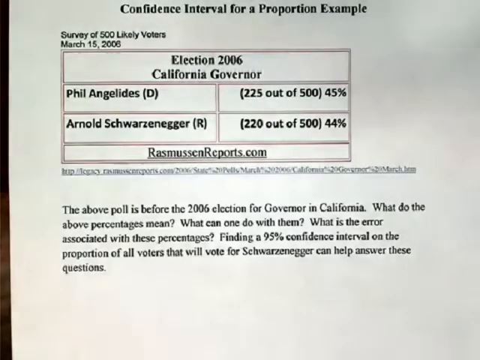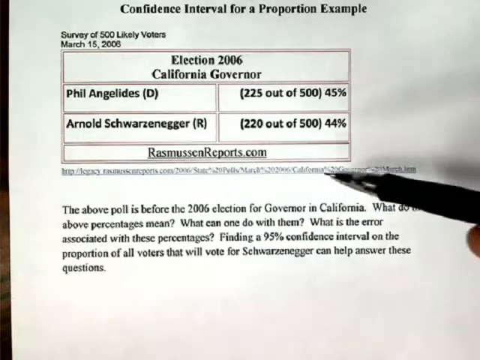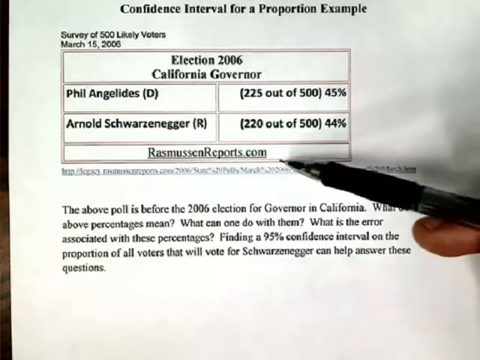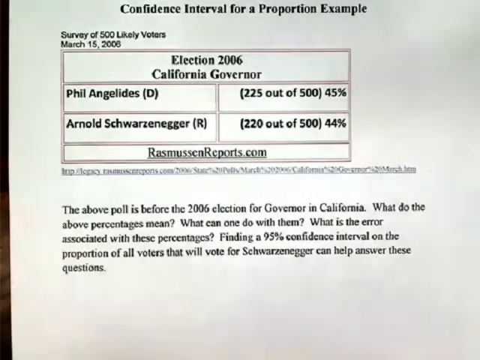Hello again. Here is an example that deals with a confidence interval for a population proportion. And actually, we're going to look at this from real data. I've got a survey from the Rasmussen Reports .com. They do a lot of surveys and data collection on political polls and this sort of thing.